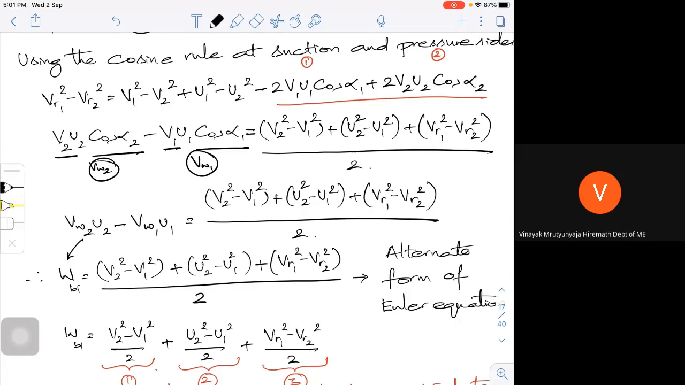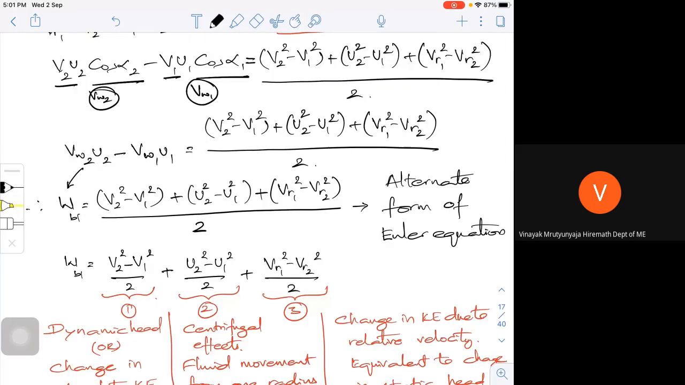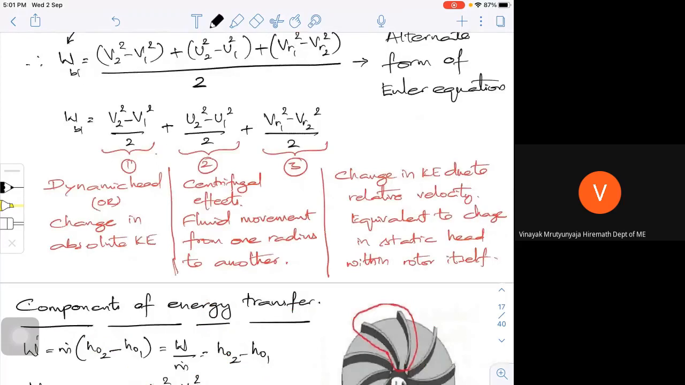Or if I try to write all the components separately, what will this be? V2 square minus V1 square by 2, plus U2 square minus U1 square by 2, plus VR1 square minus VR2 square by 2. So this is for maybe a pump or a compressor. What will happen if it is for a turbine? Everything gets reversed, this will be the same formula. I can write it as V1 square minus V2 square by 2, U1 square minus U2 square by 2, plus VR2 square minus VR1 square by 2.